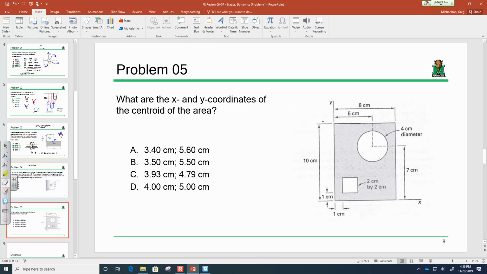So, what are the x and y coordinates of the centroid of the area? Now, before I do any math, I would like somebody in this room to comment about the problem and about strategy in particular. I want to see if anybody sees a strategy that we could use to make our lives a little easier.